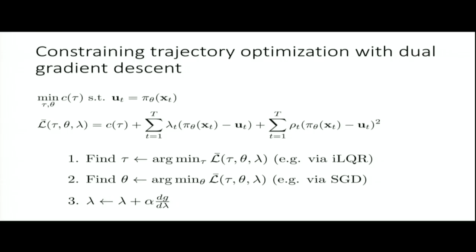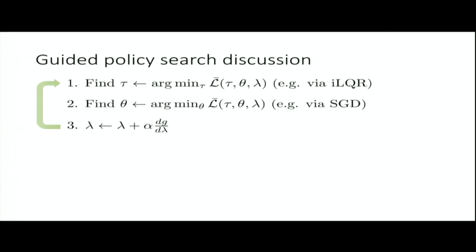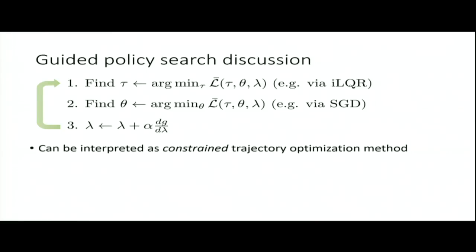OK. So this is the high-level sketch of how we can do policy optimization with dual gradient descent. And what I'll do next is I'll tell you about a few instantiations of algorithms that actually do this. As a category, we can call these guided policy search algorithms because the trajectory optimization here is sort of guiding the policy optimization by providing targets for it. And if we want to actually construct a practical algorithm, we need to make a few additional design decisions. So the algorithm can be interpreted as constrained trajectory optimization.